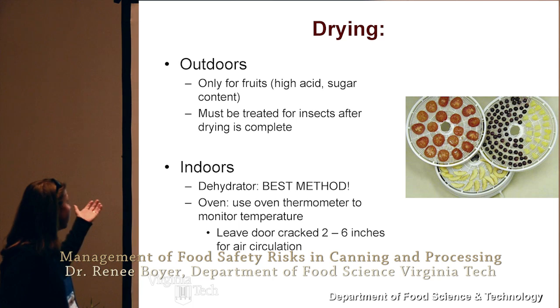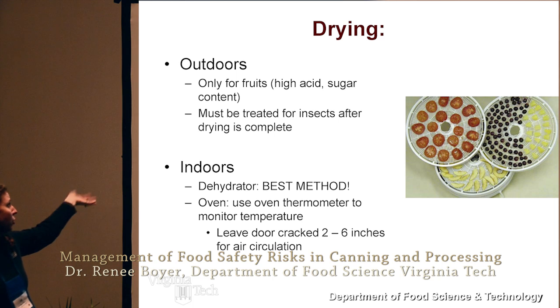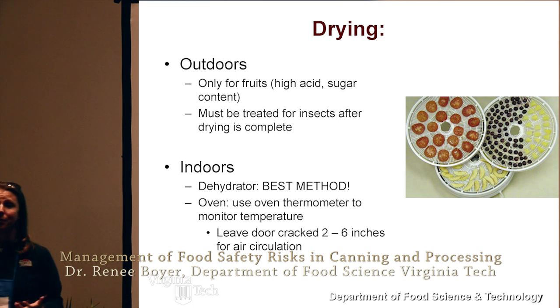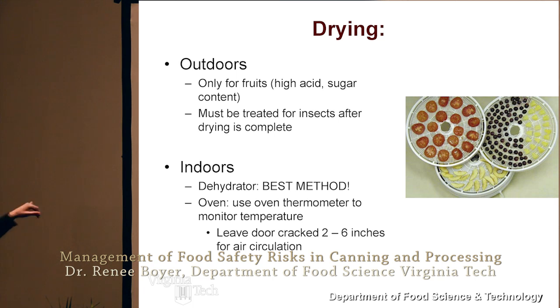Typically, you're going to do a fruit dip with sulfite or ascorbic acid, fruit juice, honey, something that's high acid that's going to prevent your enzymes from degrading the product. And with vegetables, you're going to typically blanch them. So the same thing as if you were to freeze them, you typically do a quick hot water blanch.